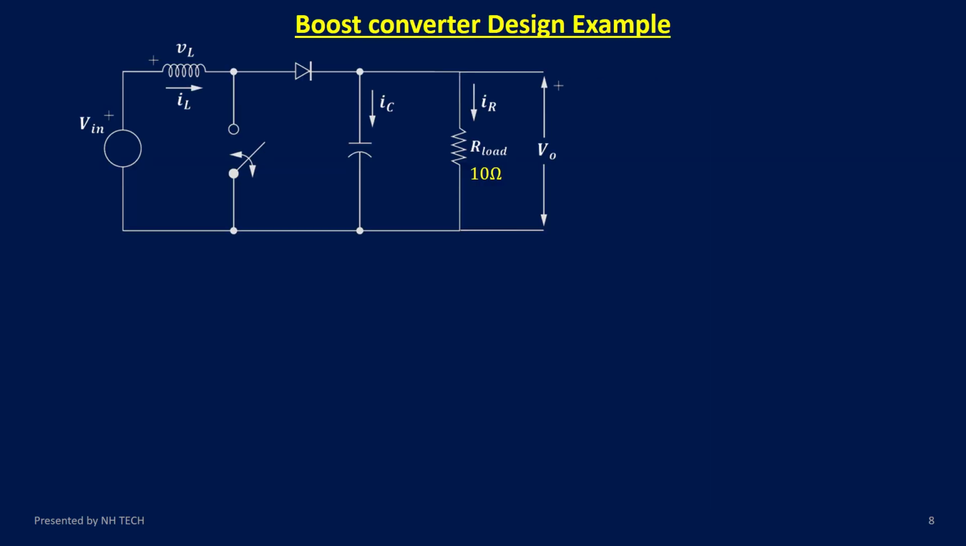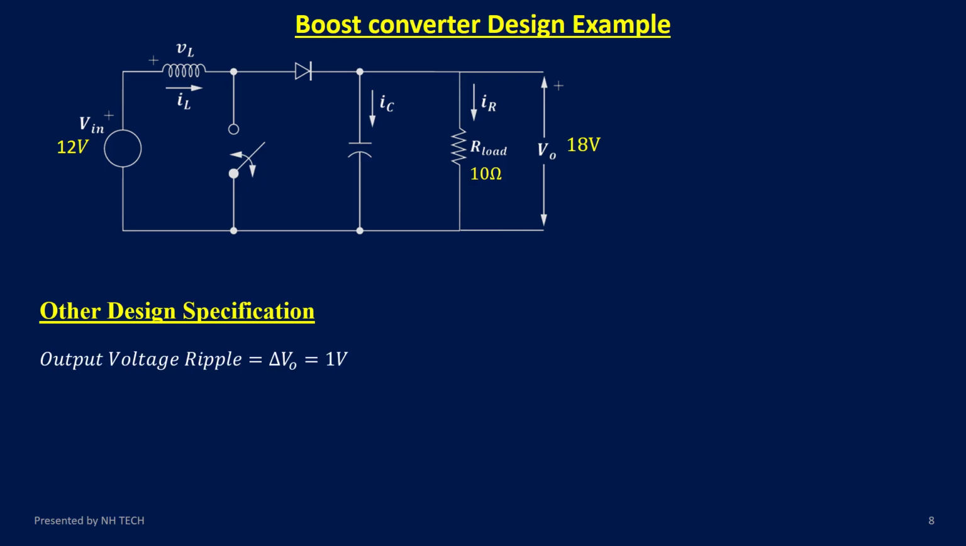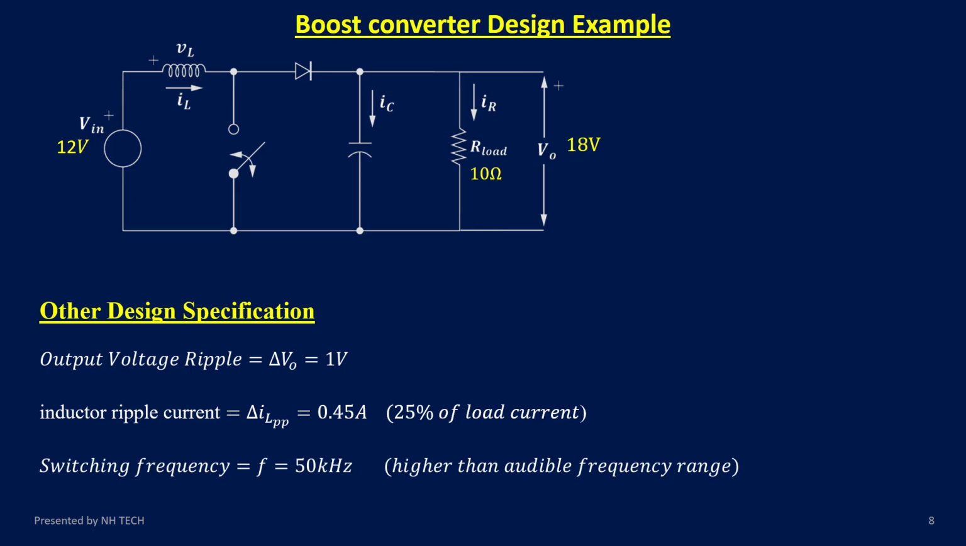Let's take a design example. Consider the input voltage is 12 volts, output voltage is 18 volts. Other design requirements are: output voltage ripple is equal to 1 volt, inductor ripple current is 0.45 ampere, which is 25% of load current. The switching frequency is selected as 50 kHz, which is well above the audible range.